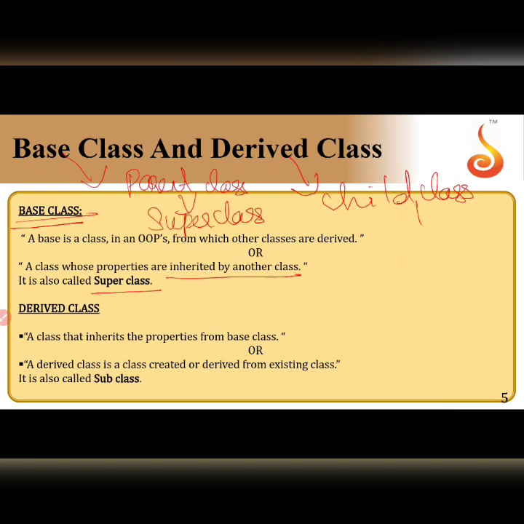The derived class is also called the subclass. A derived class is nothing but the one which gets the properties from the base class, or the new class which gets created from the existing class is called the derived class. Getting it? Please go through this. We will do this in detail from the next class.